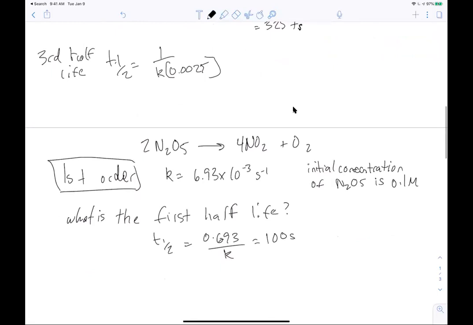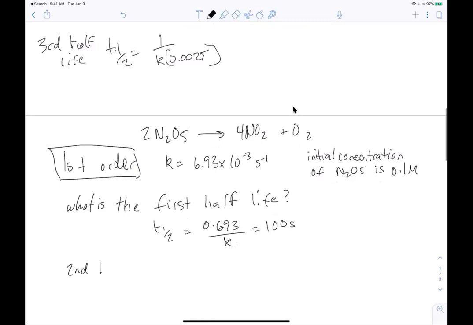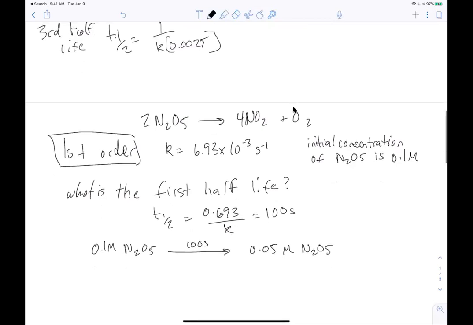And so what's the second half-life? So let me be explicit about it. This is the amount of time it takes me to go from 0.1 molar N2O5 to 0.05 molar N2O5. How much time does that take? It takes 100 seconds. And so that would be our first half-life.